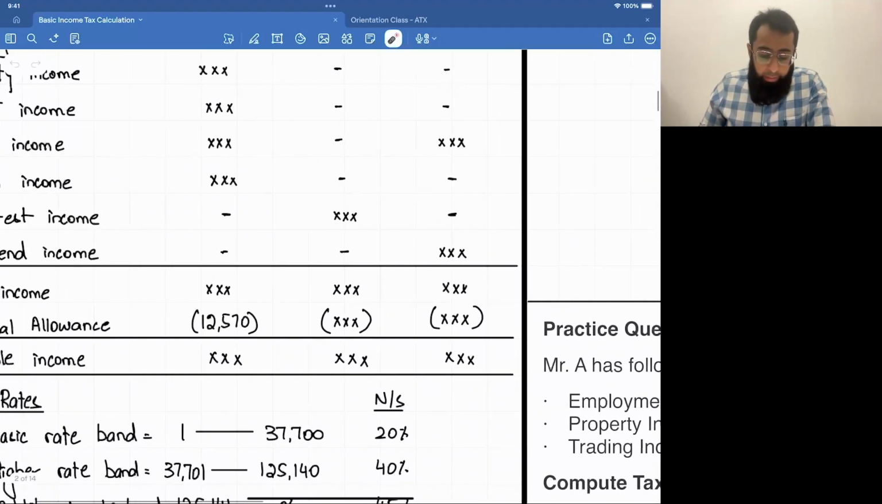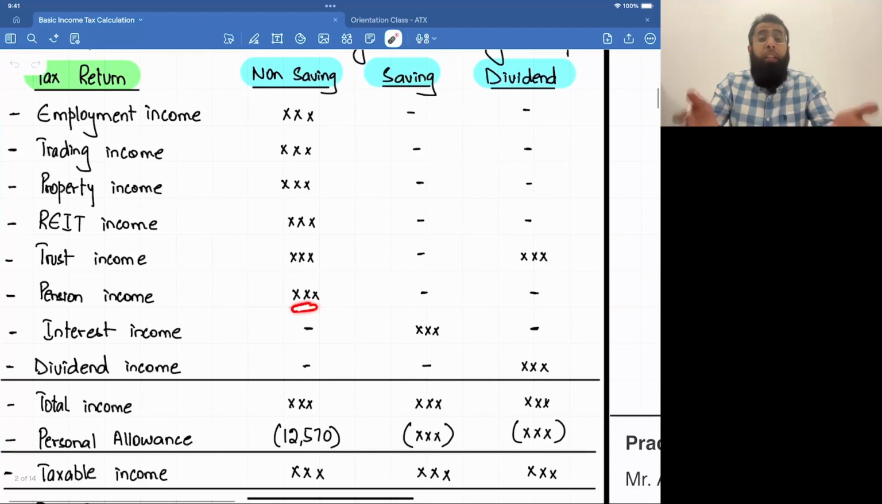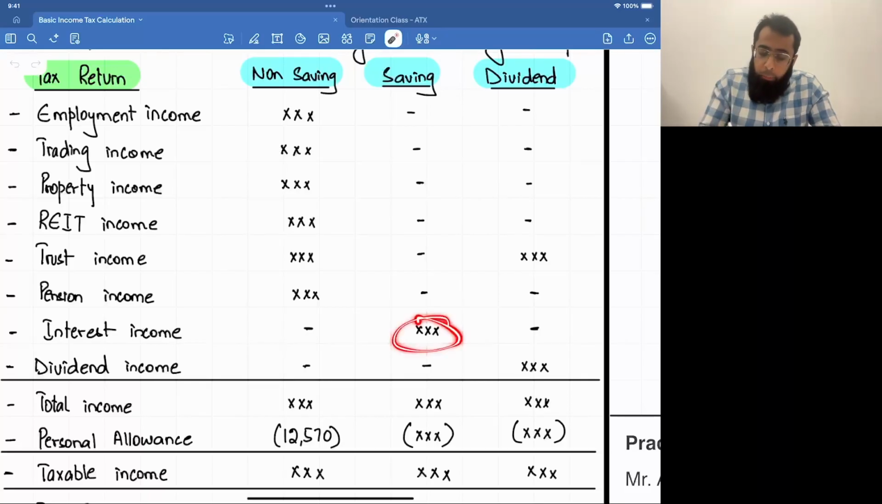Okay. Then there are trust incomes where you are a beneficiary. It can be non-saving, saving or dividend in some cases. We will study that in future classes. For now, don't worry, I'm just making a chart, just giving you a pro forma. Pension income is if you are getting returns from a pension fund. Interest income goes in the head of saving and dividend income goes in the head of dividend.